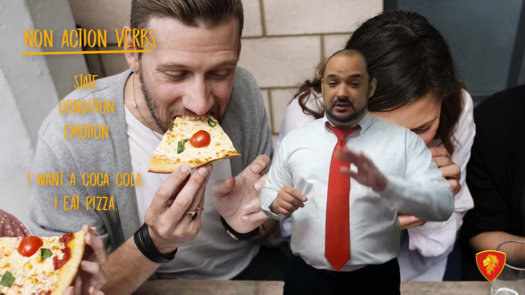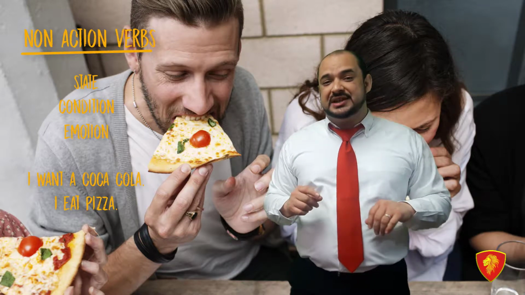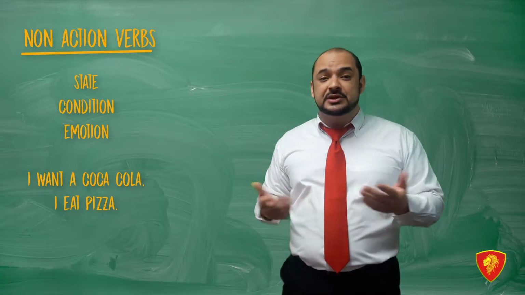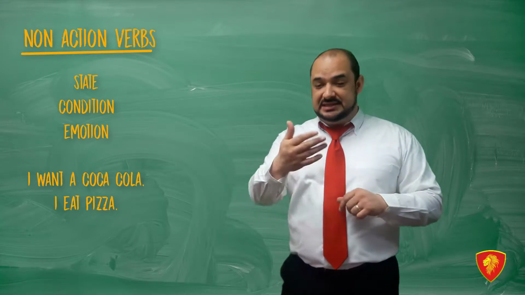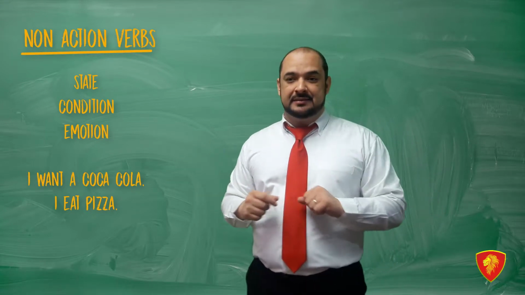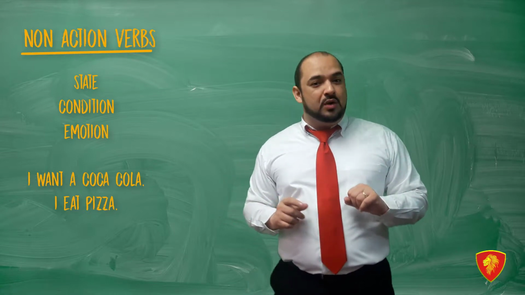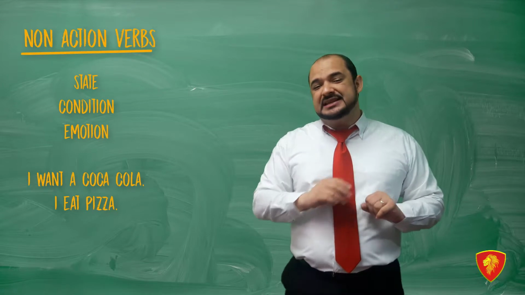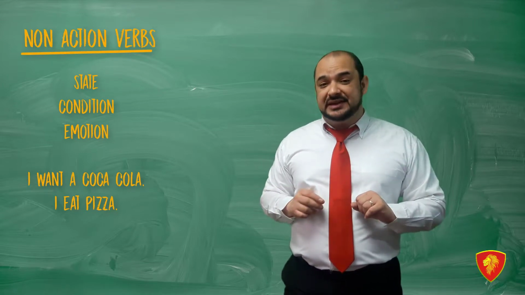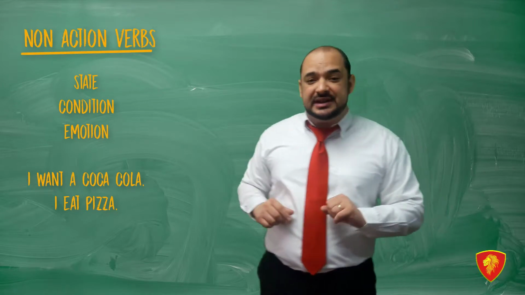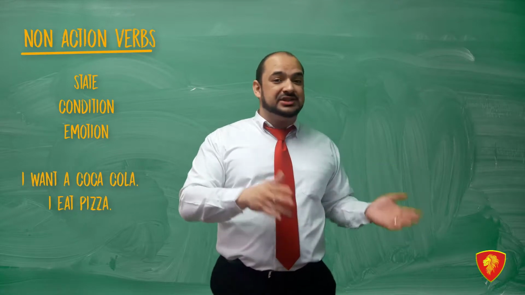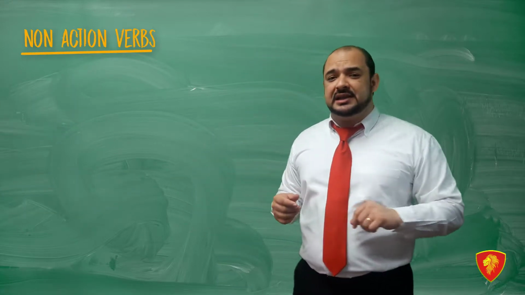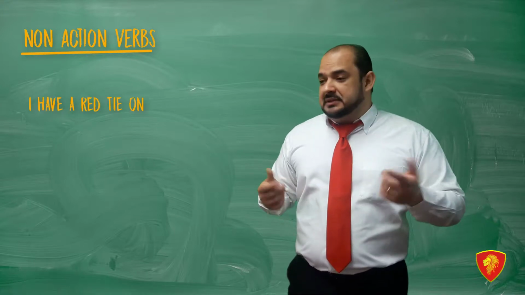Eat is an action verb, in which case, normally when we are referring to an action in the present, we would use it in the present progressive tense, such as, I am eating. Unlike the verb want, or the verb love, or the verb need. Now, sometimes these verbs have different definitions, and depending on their definition will determine whether they are action or non-action verbs. Like the verb have, when we are talking about possession.